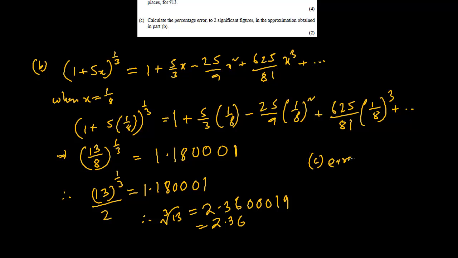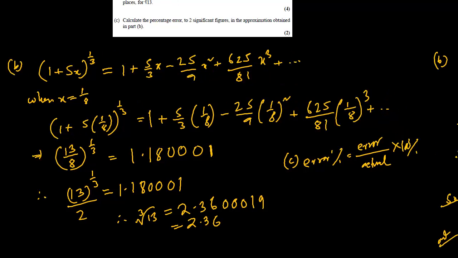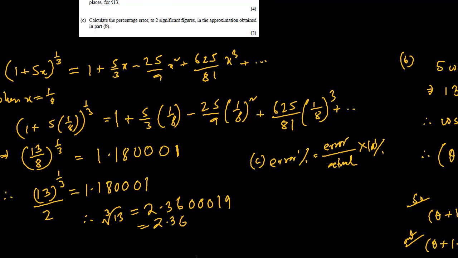So error percent is error divided by actual value into 100%. But the question is, what is error? So how do we know what the error is? Well, error is the positive difference between the approximate value and the exact value. So let's find the positive difference. It is going to be 2.36 minus the exact value, cube root of 13, divided by the exact value, cube root of 13, into 100%.